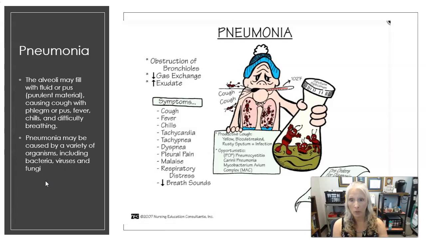You can have a fungal pneumonia, which is really, really hard to get rid of. So this picture kind of sums it all up. The patient's going to have cough, fever, chills. They could have tachycardia and tachypnea because they can't breathe real well, and dyspnea. Lots of your patients that are in the hospital are going to have pneumonia.